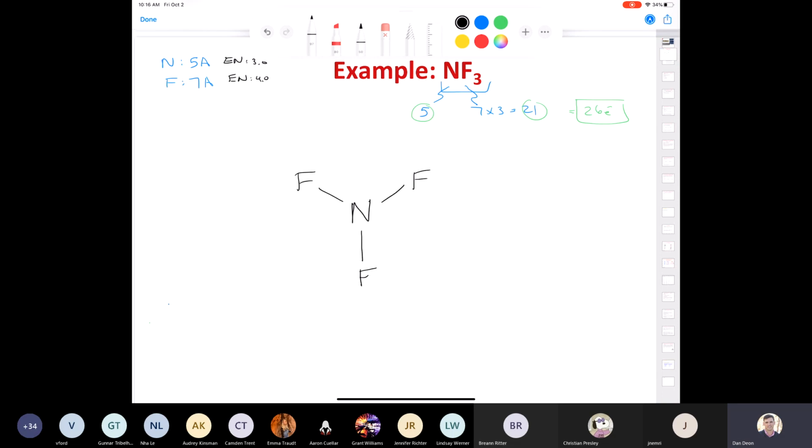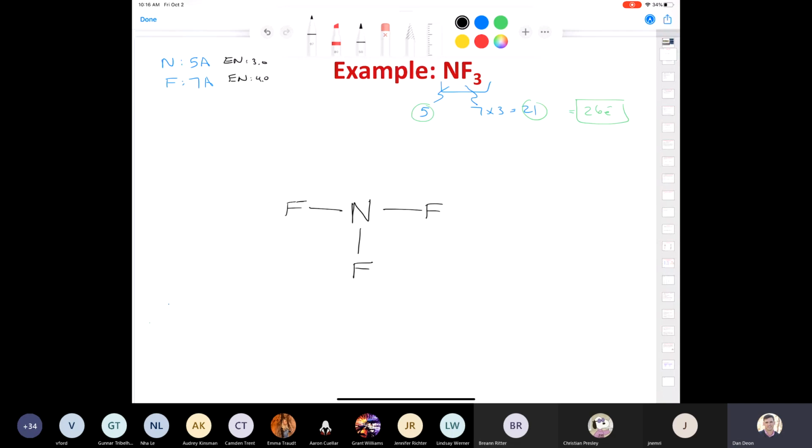And if you're like, well, hold on, Mr. Dion, I wrote this. I put them like this. I don't care. Okay? I just want you to get the right answer, my friend. I don't care what the angle is yet. We're going to worry about the shapes more later on. Okay. What was the next rule?